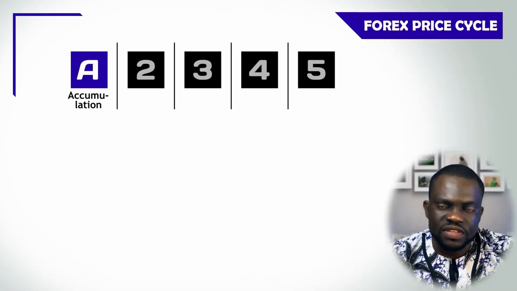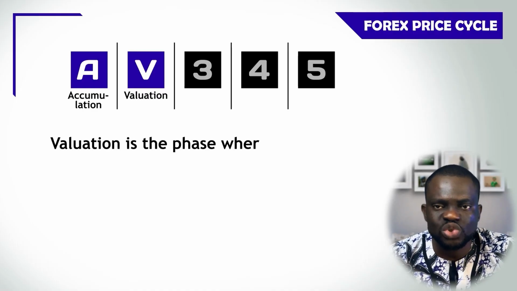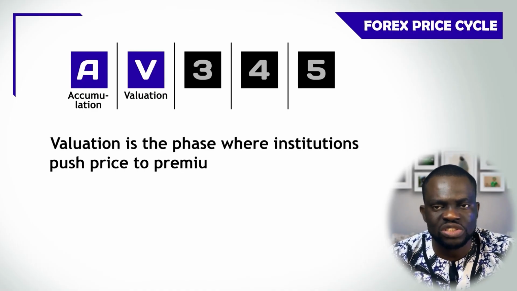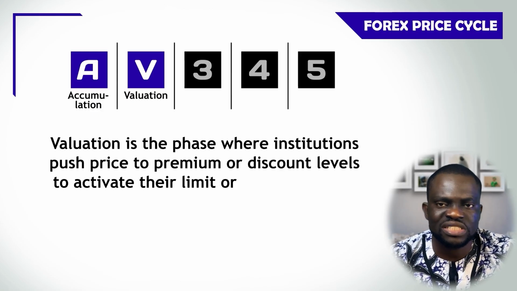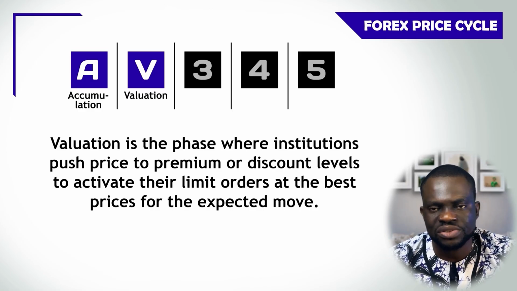All that is going on that is of importance is that market makers and institutional traders are pairing market orders and setting limit orders at the best price for the direction they expect the market to go. The second phase is valuation. This is the phase where institutions push price to premium or discount levels to activate their limit orders at the best price for the expected move, basically optimizing their entries.